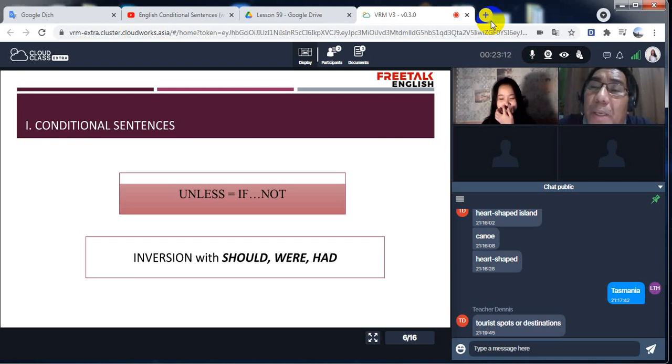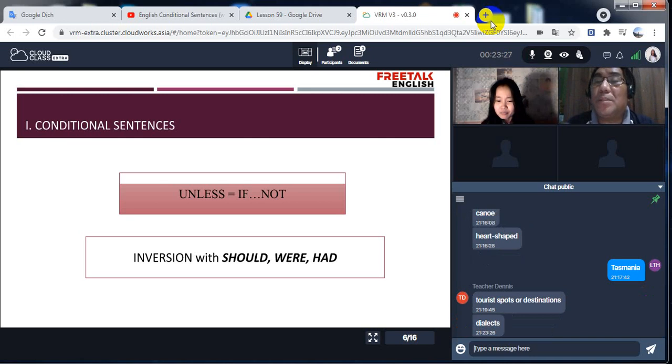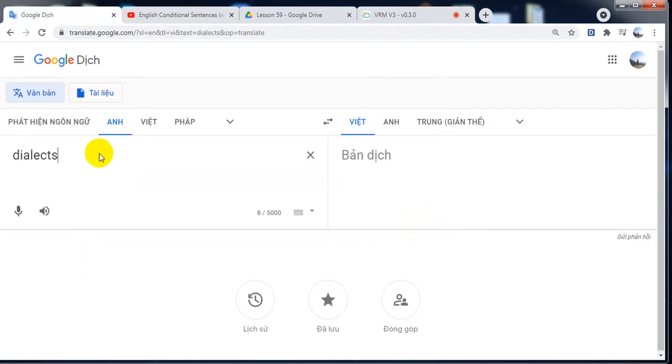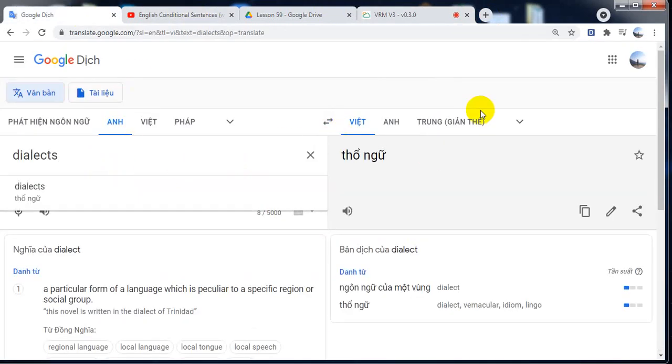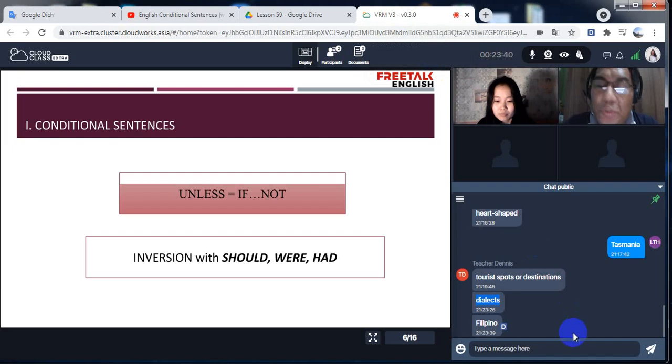But I think the only difference is the accent. In our country, we have many dialects. These are dialects, local languages that we have. We speak one language. We have a Filipino language, but we have the so-called Visayan dialect.